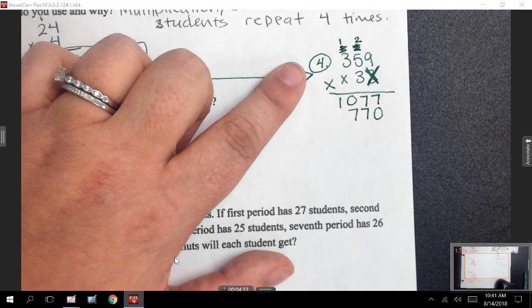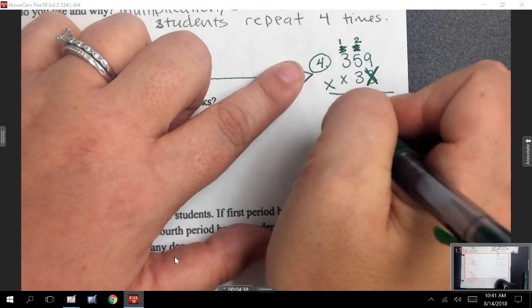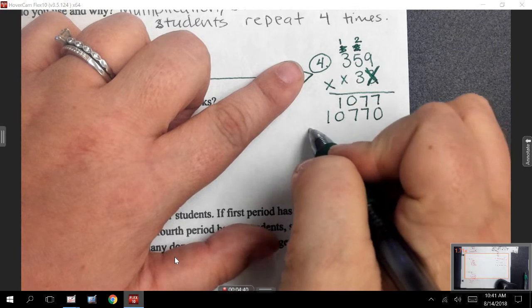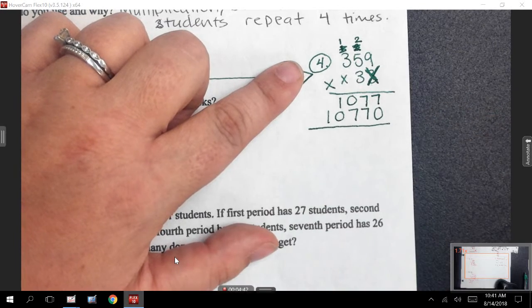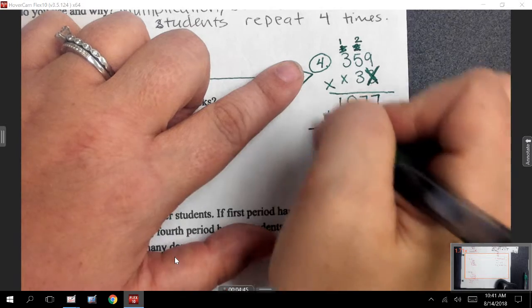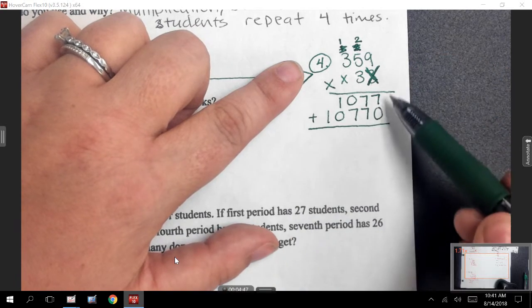3 times 8. Which is? 9. And then? Add the 1. Which is? 10. Perfect. All right, so now we're ready to, what am I going to do with all those numbers? Owen. Adding them. When I add them up, let's do this kind of together quickly.